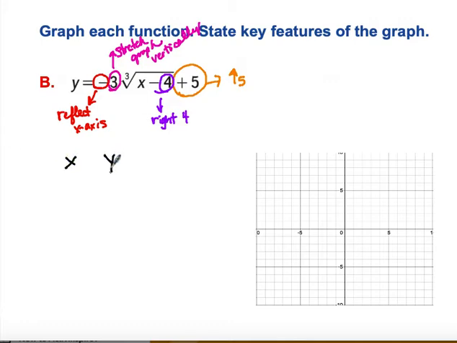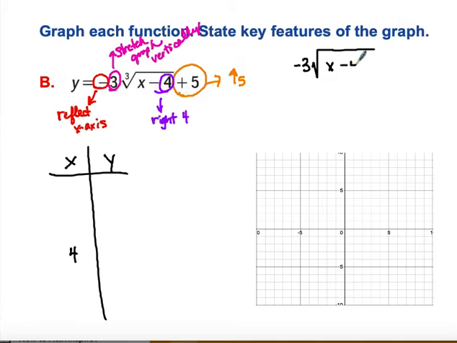So in order to get my function to move right 4 units, I'm going to start 4 units to the right. And I'm going to plot 4 in there. Now I know I got a lot going on in there. So I have negative 3 times the cube root of x minus 4 with that plus 5 outside. If I plug a 4 in there, that's going to make all of this 0, and my y value is going to be 5. I'm going to go 1 to the left and 1 to the right.